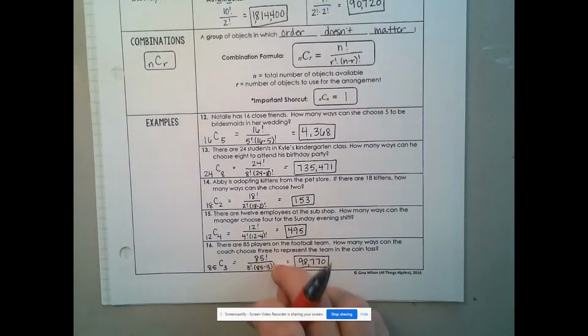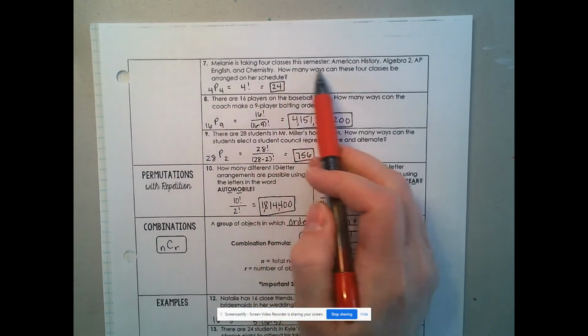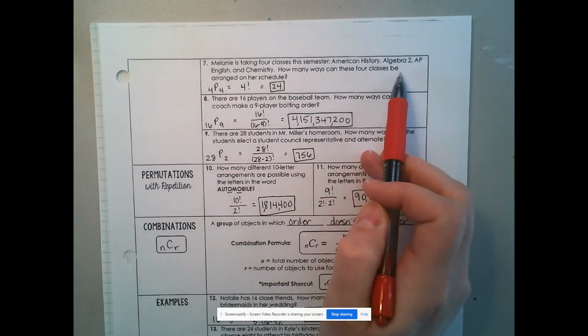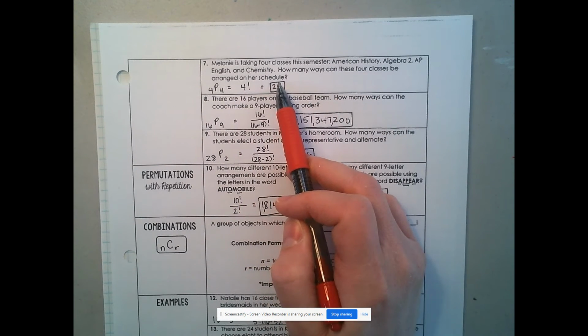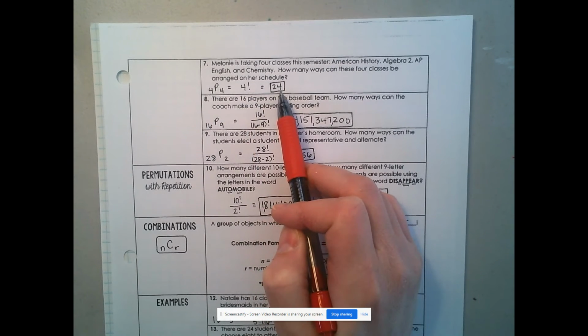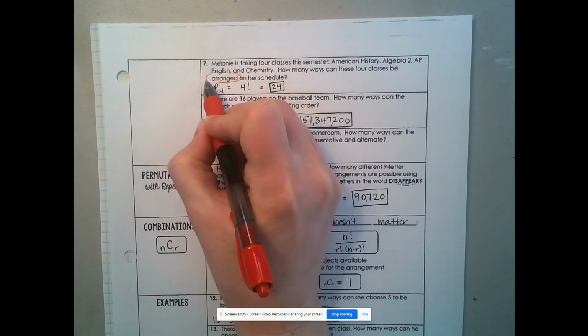All right, so the next one, still a permutation because order matters, right? First, second, third place, order matters. Melanie is taking 4 classes, American History, Algebra 2, AP English, and Chem. How many ways can these 4 classes be arranged in her schedule? So she has 4 classes going into 4 spots in her schedule. That's 4 factorial, or just 24. Does the order matter? Yes, because we were talking about arranging them on her schedule.